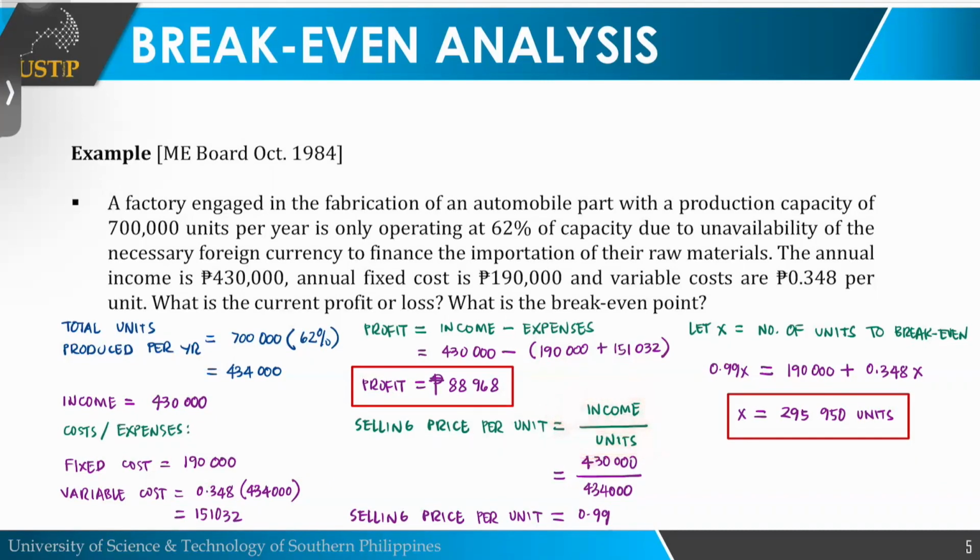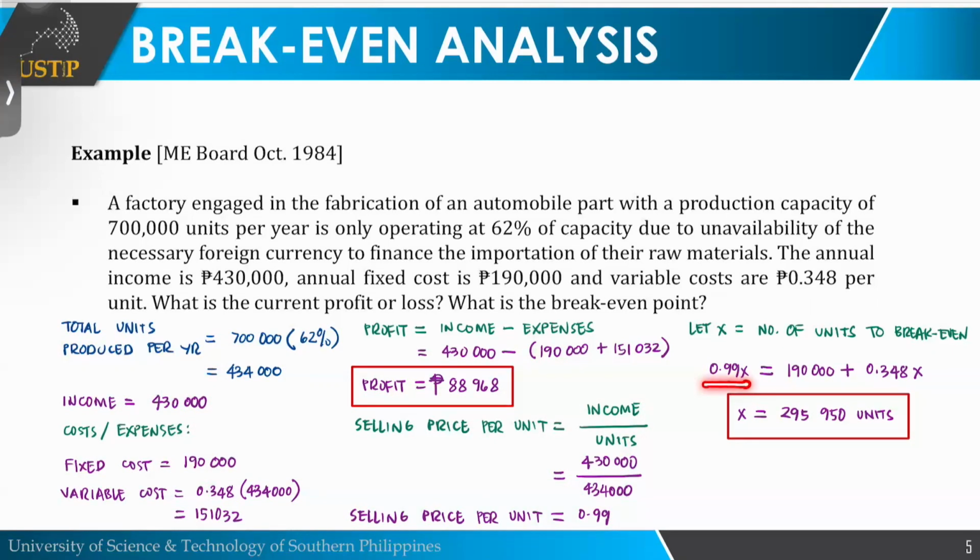Now, in the actual problem, we have an income of 430,000 and the units produced are 434,000. So if we divide the income by the units, we will get the selling price, and that is 0.99 pesos. This is the selling price that we are going to use to compute the income, given X. So this is our income.